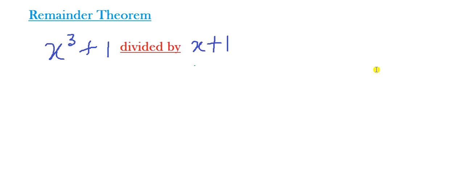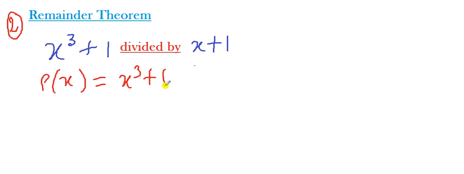So this is a second example. This is my second example where my p of x polynomial is x cubed plus 1. So my p of x, x cubed plus 1, is divided by x plus 1. Okay. So if I have to use the remainder theorem, I will always equate my divisor to 0. Okay, this is the first step. So that will give me x as negative 1.